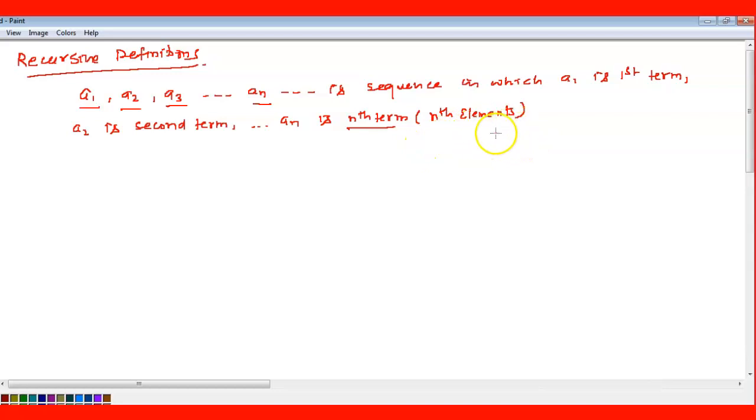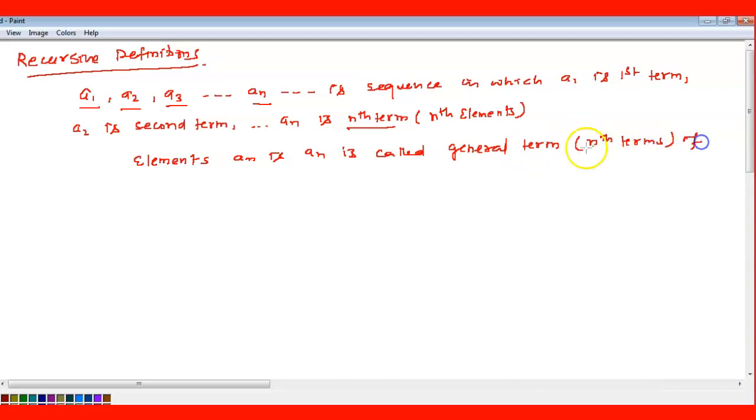So this nth term, the element a_n, is called the general term. This we have already studied in the 11th and 12th basic classes. In general we also call it the nth term of the sequence, right? Still in doubt here? And this nth term is denoted as a_n.